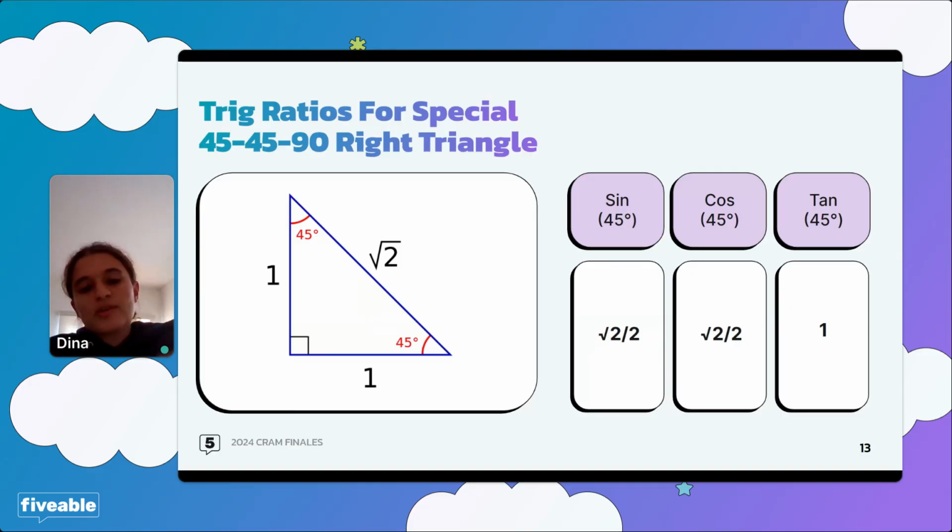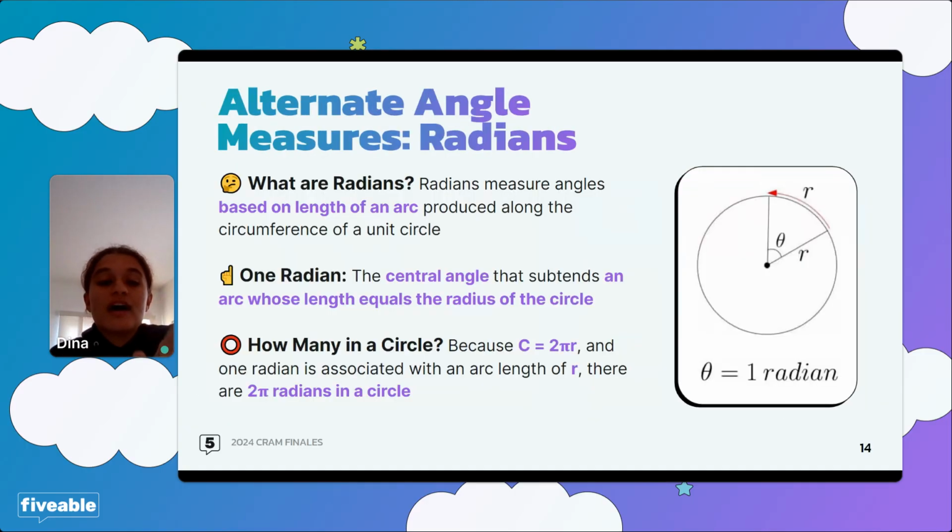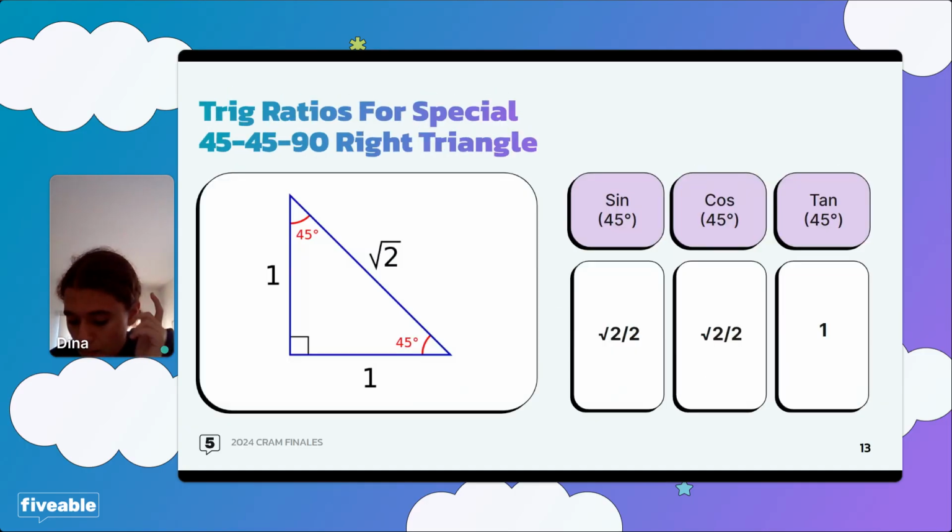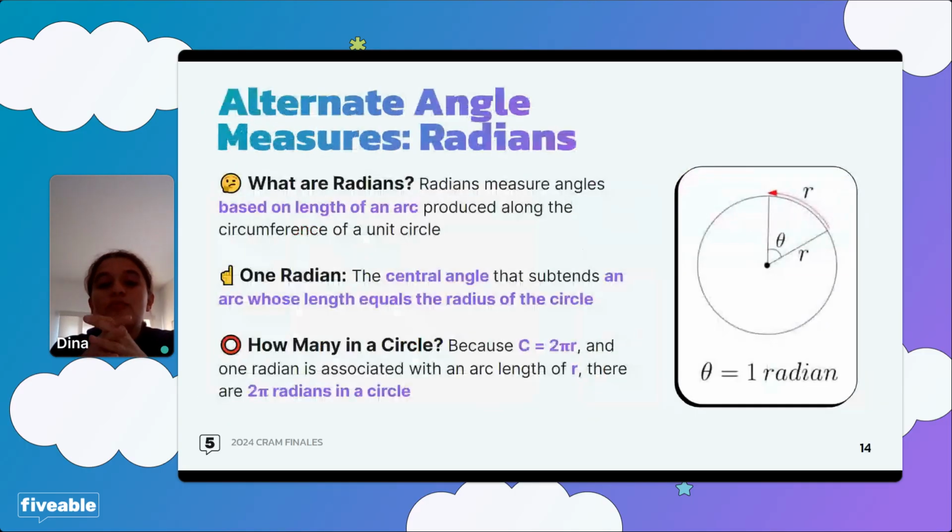And tangent just becomes, if you divide those two together, sine over cosine. Or if you just memorize that, it's just 1. So all these are also very important to have memorized for your exam. On the next slide, we can see what a radian is.